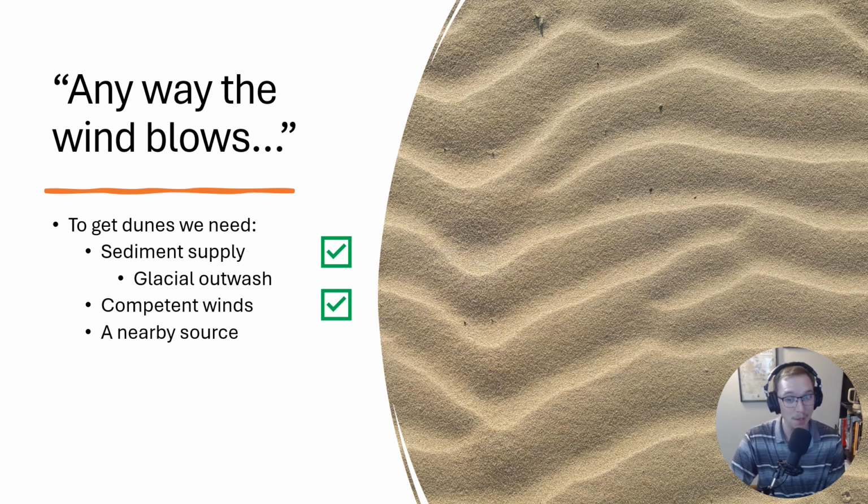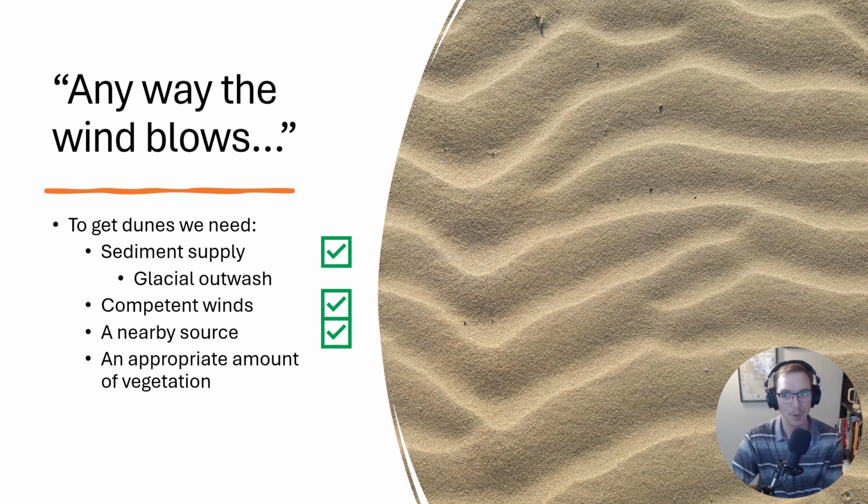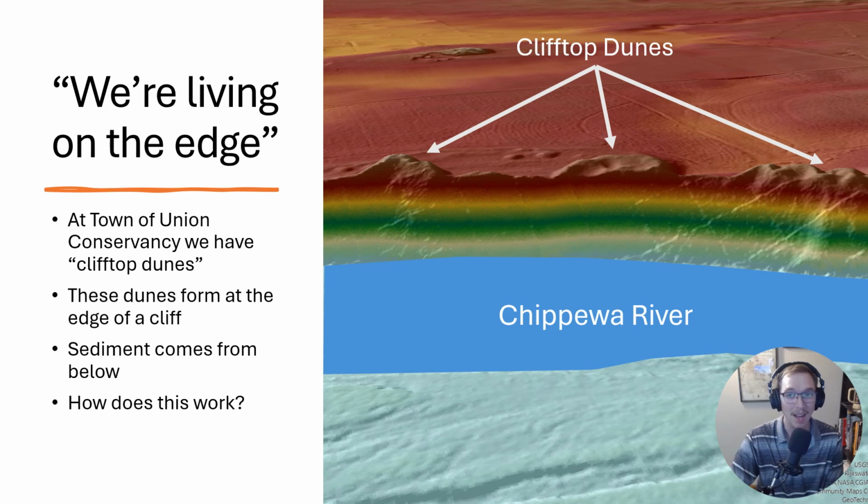We need a nearby source. Remember all those bluffs and banks that are getting eroded into? That's a pretty good nearby source. Check. And then you need an appropriate amount of vegetation, meaning lack thereof. So as temperatures are shifting and changing, patterns in precipitation are changing, we're seeing decreases in the amount of vegetation spread across the surface. Check. All right. We've got everything we need. How do we get dunes at the Town of Union Conservancy?